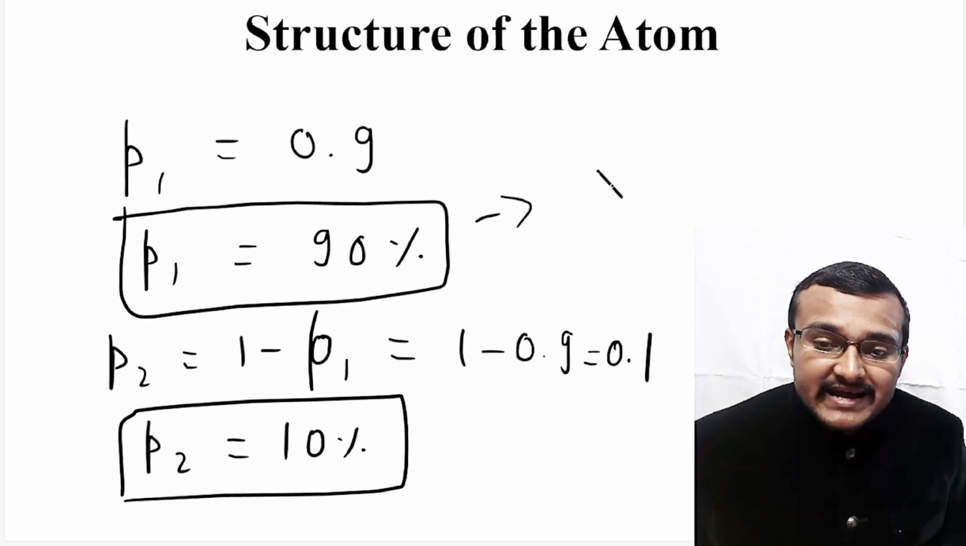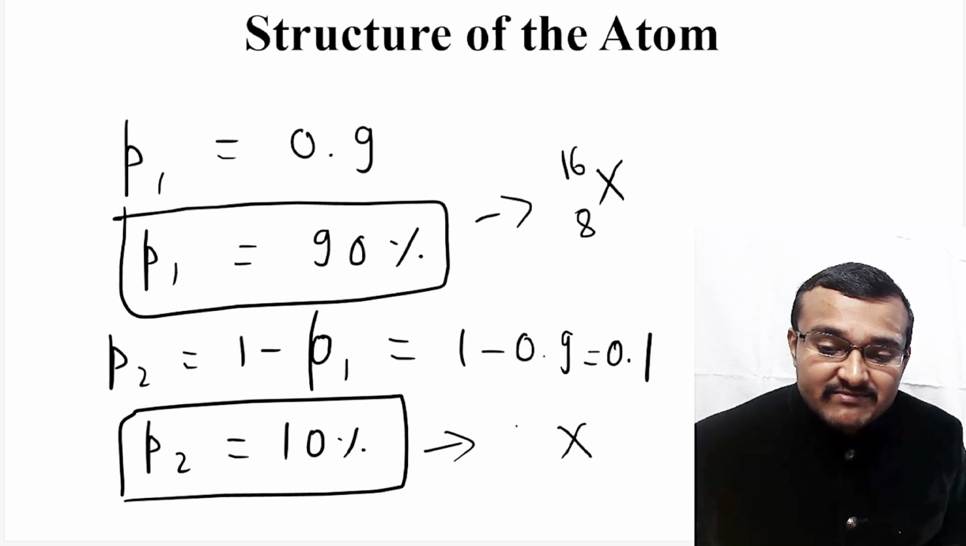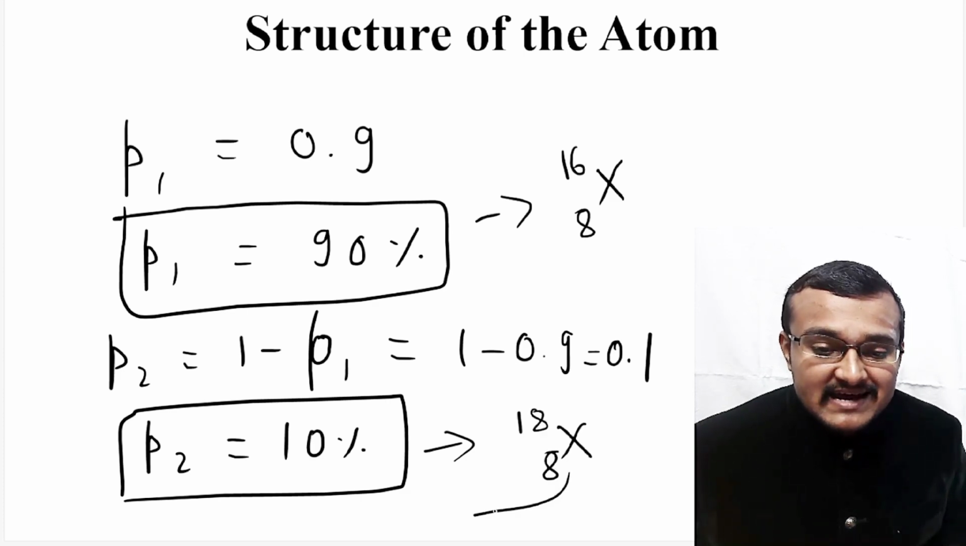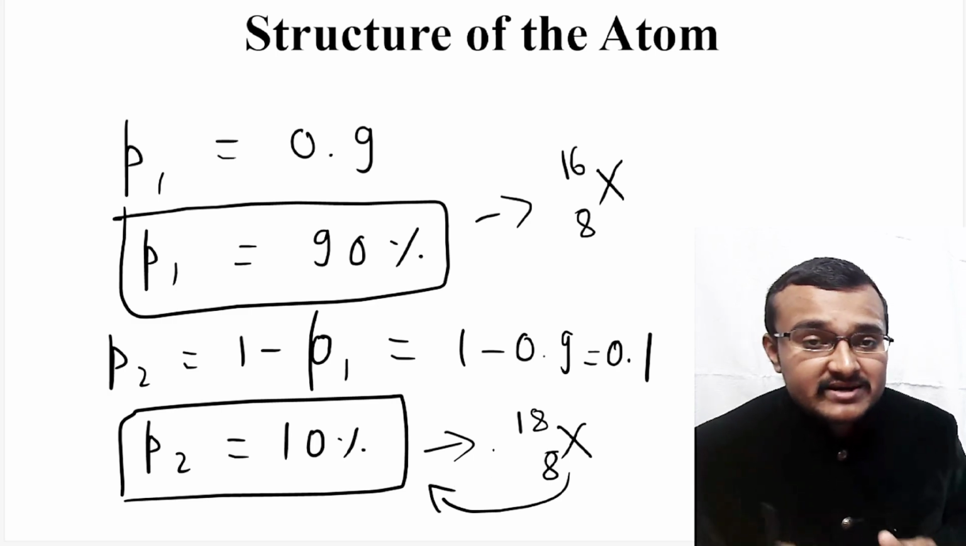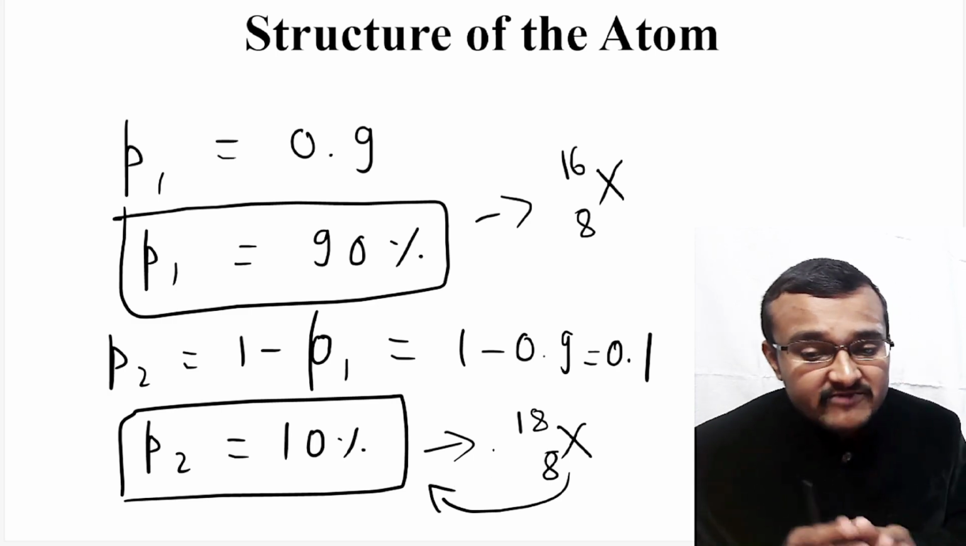That is, for X element which has isotope 16, it has 90% abundance in nature, whereas the same X element with its second isotope, that is X18 isotope, is there as 10% in nature. So the percentage abundance of X18 is 10% and the percentage abundance of X16 is 90%.